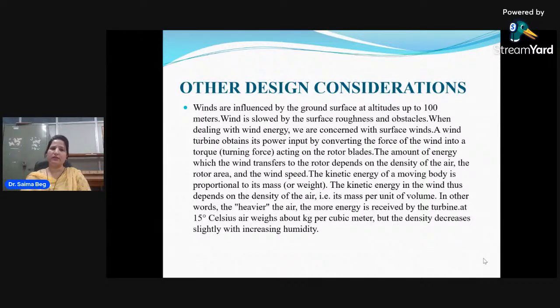Other design considerations: winds are influenced by the ground surface at altitudes up to 100 meters. Wind is slowed by surface roughness and any obstacles. When dealing with wind energy, we are concerned with wind at the surface. A wind turbine obtains its power input by converting the force of the wind into a torque turning the rotor blades. The amount of energy which the wind transfers to the rotor depends upon the density of the air, the rotor area and the wind speed. The kinetic energy of a moving body is proportional to its mass. The kinetic energy in the wind thus depends upon the density of the air, that is its mass per unit volume. In other words, the heavier the air, the more energy is received by the turbine.